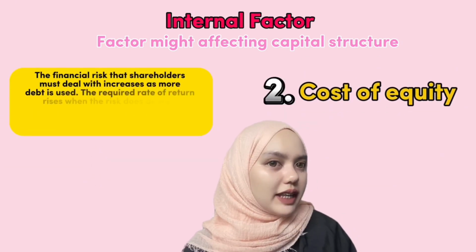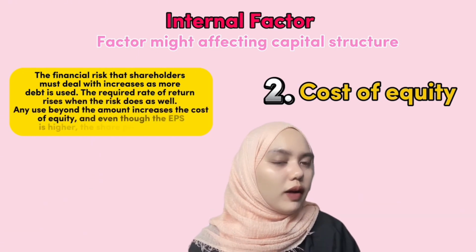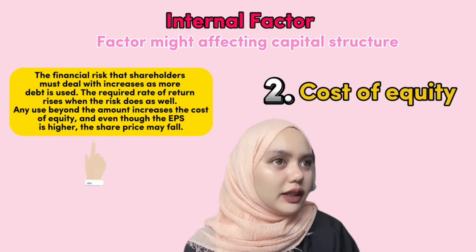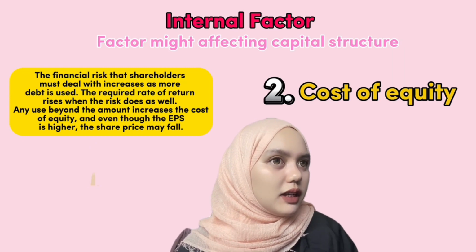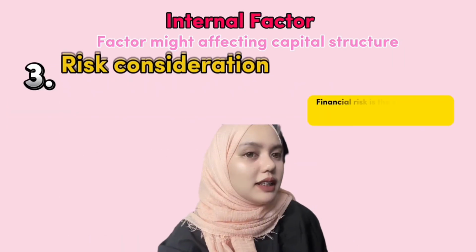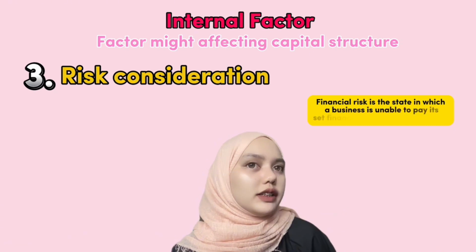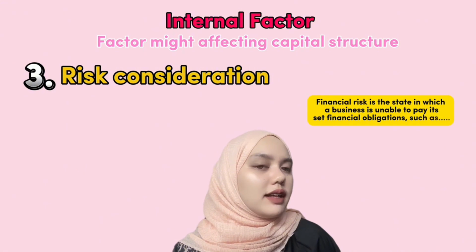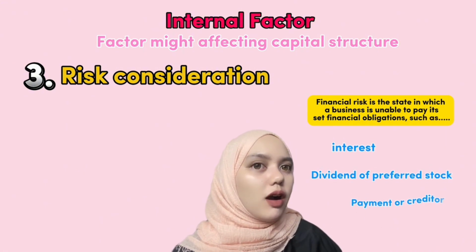The financial risk that shareholders must deal with increases as more debt is used. The required rate of return rises as the risk goes up as well. Any use beyond the optimal amount increases the cost of equity, and even though the EPS is higher, the share price may fall. Lastly is risk consideration. Firstly, financial risk is the state in which a business is unable to pay its financial obligations, such as interest, dividends on preferred stock, or payments to creditors.